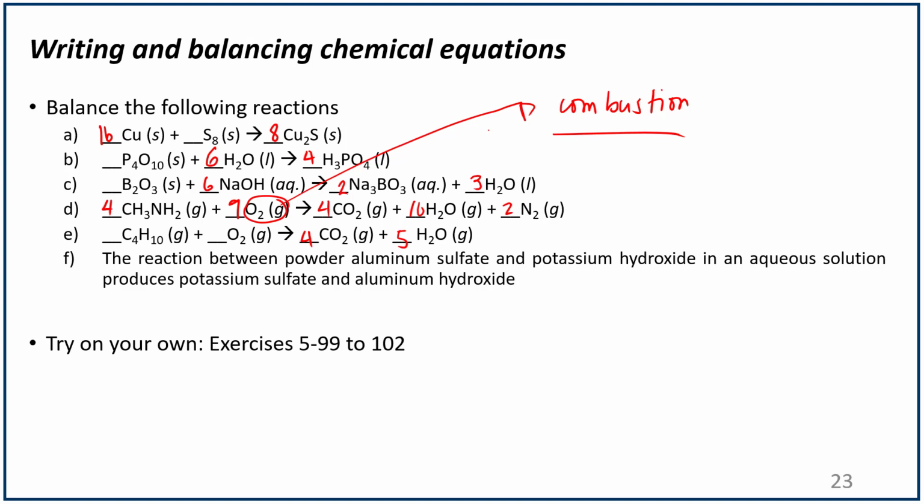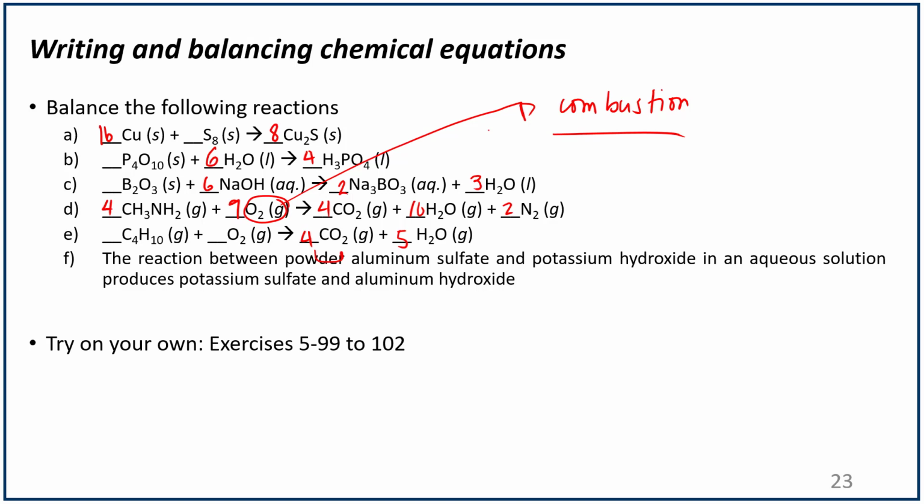Now let's see if the carbons are balanced. We have 4 carbons on the reactant side and 4 carbons on the product side. Good. And then we also have 10 hydrogens on the reactant side and 10 hydrogens on the product side. The only thing left unbalanced will be oxygen. Right now, there's only 2 on the reactant side, and on the product side we have 4 times 2, so that's 8, and then 5 times 1, so 8 plus 5, we have a total of 13 oxygens.